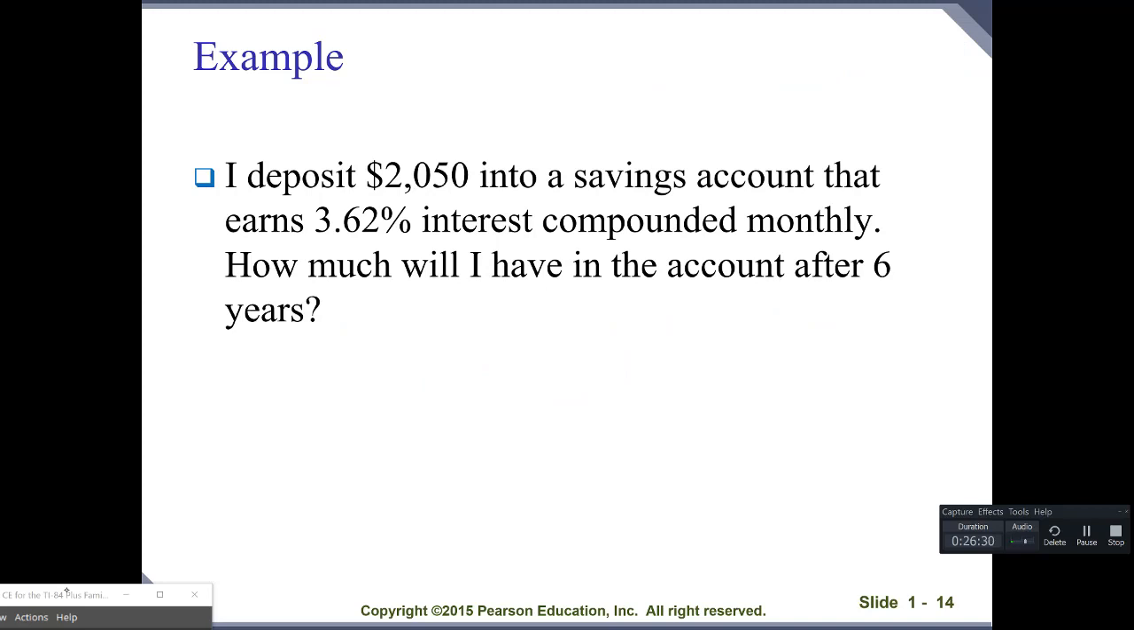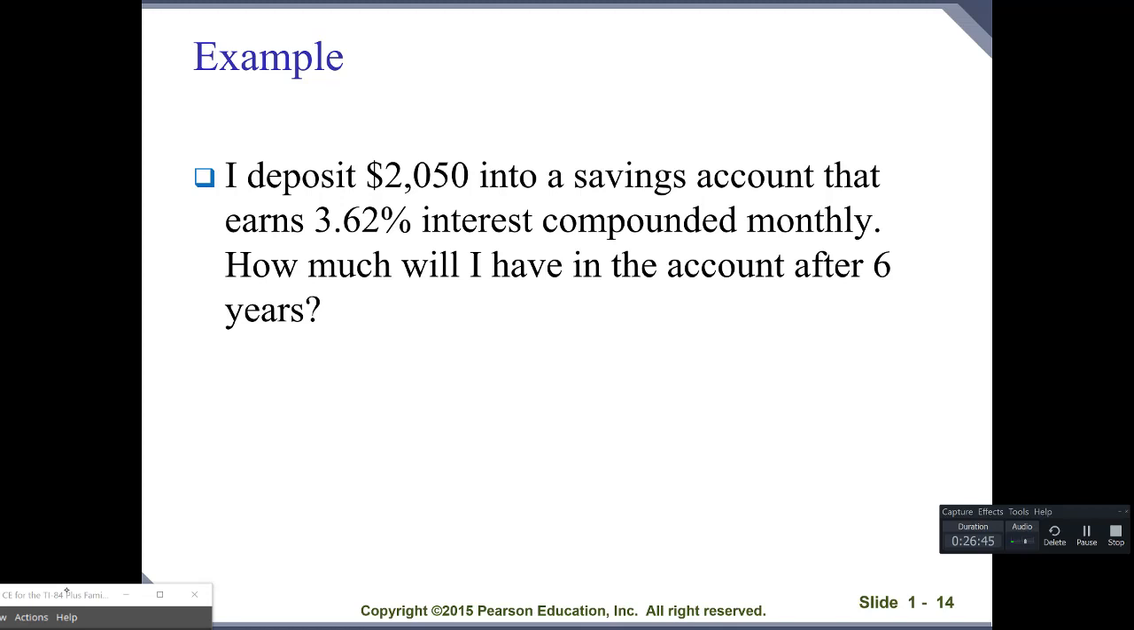I deposit $2,050. I'm using some different values here to mix things up a little bit. I deposit $2,050 into a savings account. It earns 3.62% interest. It's compounded monthly. How much will I have in the account after 6 years?